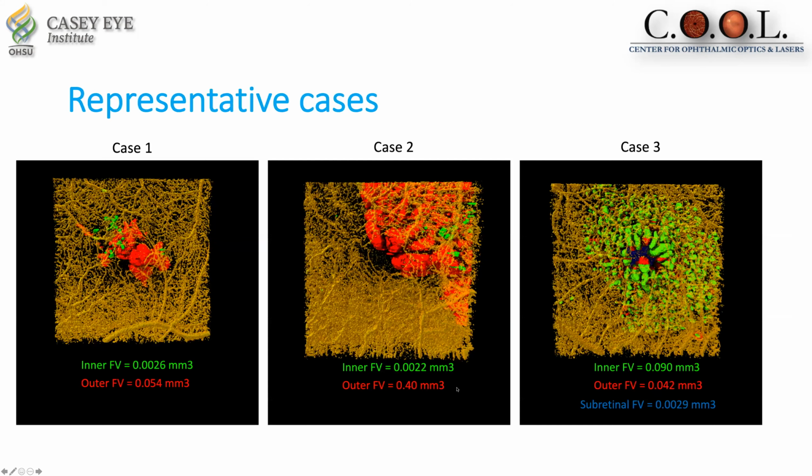These are representative cases. As you can see, fluid accumulation varies among cases. Case 1 and case 2 have small inner fluid volume and large outer fluid volume. However, case 3 has greater inner fluid volume than outer fluid volume, and case 3 also has subretinal fluid.